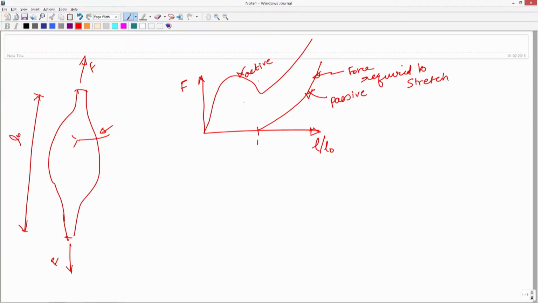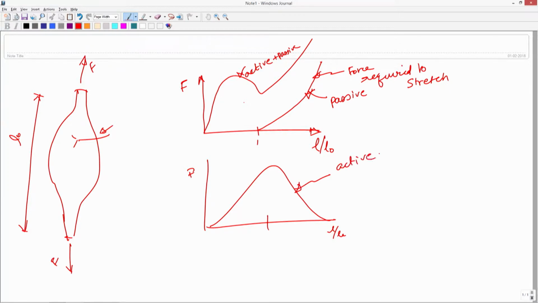Here this graph is not only active, it is also passive, active plus passive, because the passive properties are also there, right. It is not just the active property. So, from this I can easily find out what the active property alone is at L naught. This is the active property of muscle. This is the force generated by the muscle when it is stimulated with an electrical impulse.